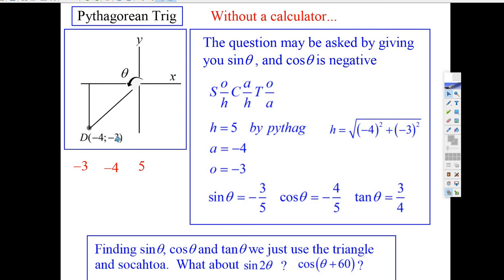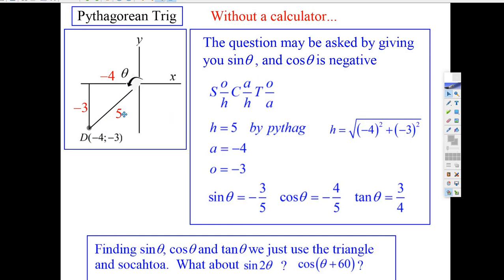Well, this -4 and -3: if you know that's the x-coordinate, it means you went 4 to the left. So there's your x value. That's the y-coordinate, so it means you went 3 down. And if you know that 3, 4, and 5 makes a right-angled triangle, you can put 5 in there by Pythagoras. Or you can go -4 squared plus -3 squared, which is 25, and take the square root. So there it is, 5 by Pythagoras.